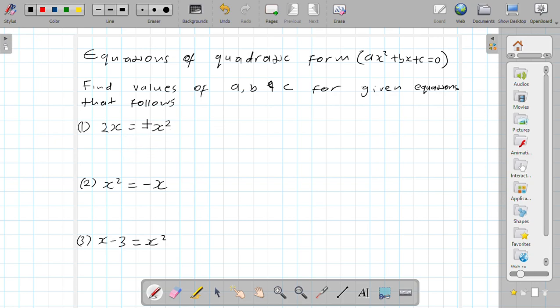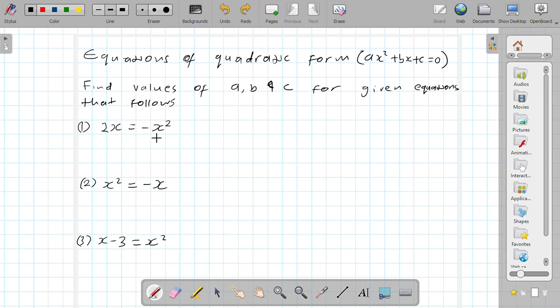I'm going to do this one first, and for the other questions, I would like you to give them a try before you watch me continue. Okay, for the first one, it says 2x is equal to minus x squared. Remember the form, the main goal is to put it in this form here.